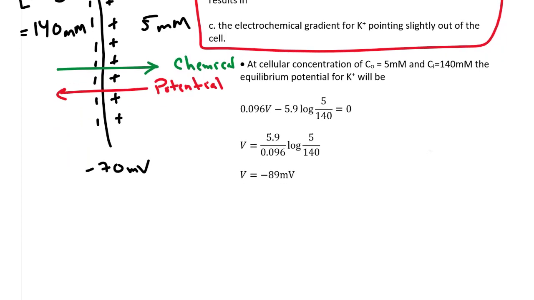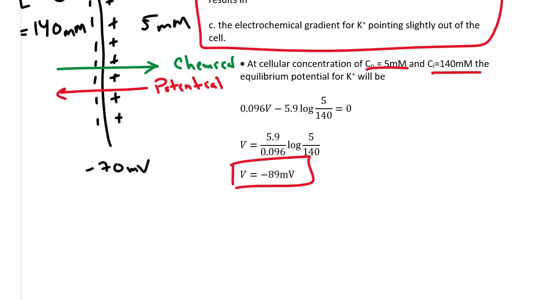At cellular concentrations of K outside 5 millimolar and K inside 140 millimolar, the equilibrium potential for potassium will be, and we just used that equation from before, we plug in the numbers, and we get an equilibrium potential of negative 89 millivolts. Now, negative 89 millivolts is not minus 70 millivolts, right? Which is the resting potential for the membrane, for the cell.